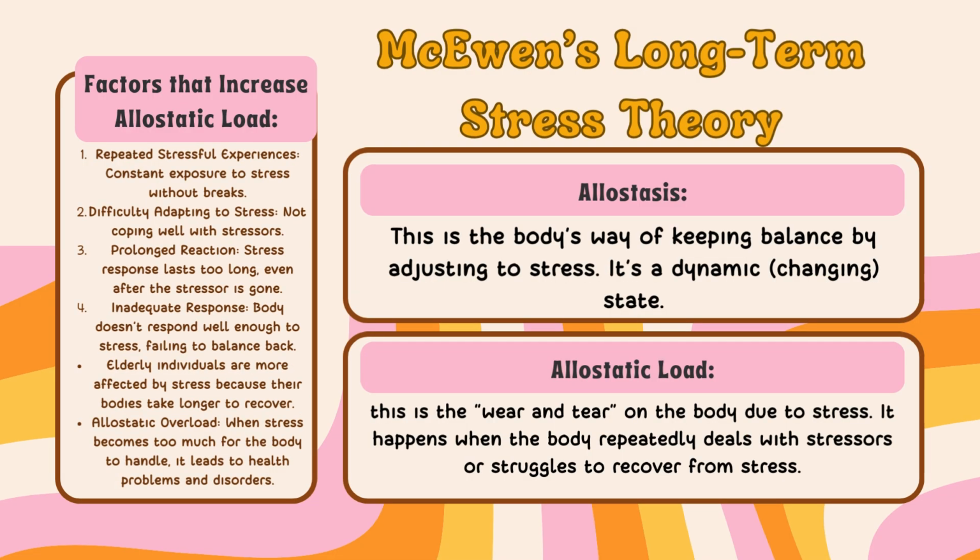And let's look at McEwen's long-term stress theory. Allostasis is the body's way of keeping balance by adjusting to stress, and allostatic load is the wear and tear of the body due to stress. So, what are the factors that increase the allostatic load? It can be repeated stressful experiences, like you just keep going on and on and on, or you're having difficulty adapting to it. For example, elderly people are more affected by this because their bodies take longer to recover.